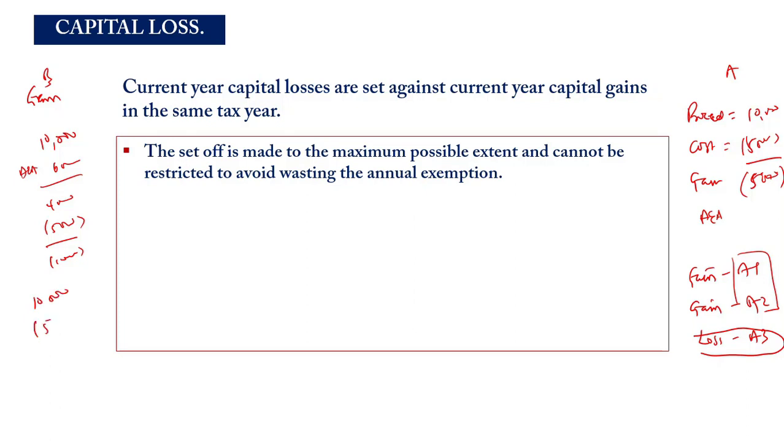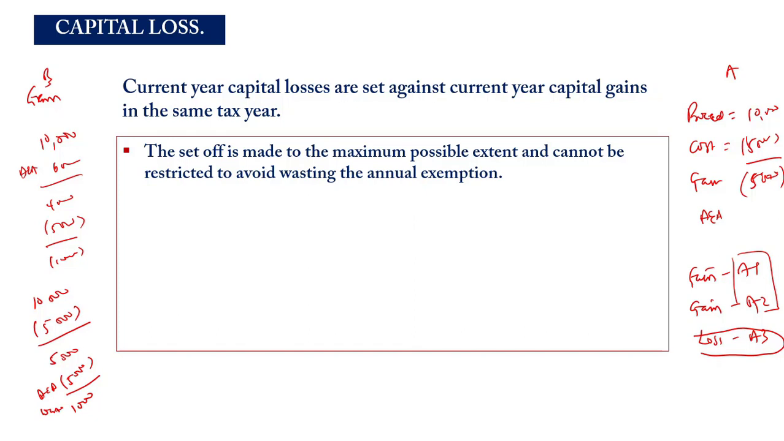You first have to offset the 5,000 loss against the 10,000 gain that you have for asset B. You offset the loss from asset A, then the difference is what you charge the annual exempt to. So you realize that the annual exempt, instead of charging 6,000, you can only charge 5,000. It means that you waste 1,000 of the annual exempt amount. Okay, the annual exempt is not transferable or movable to subsequent years. It is the loss that can be carried forward.